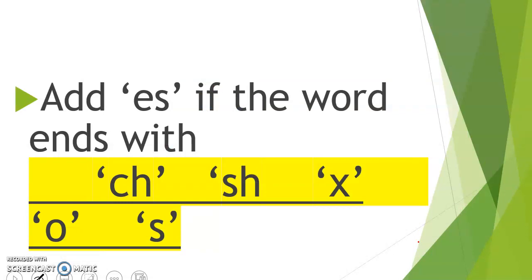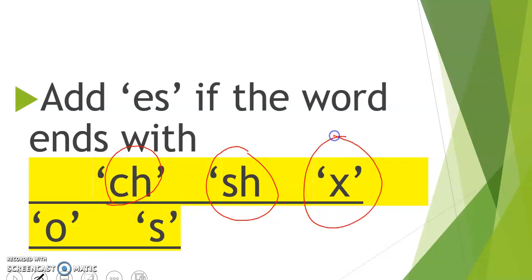Now, with which words are we going to use es? If the word ends with ch sound, sh sound, s sound, x sound, or o sound. Okay, 5 things. You have to remember this with the 5 fingers in your hand: ch, sh, s, x, o. See, this is just a trick. You have to remember this while adding es.